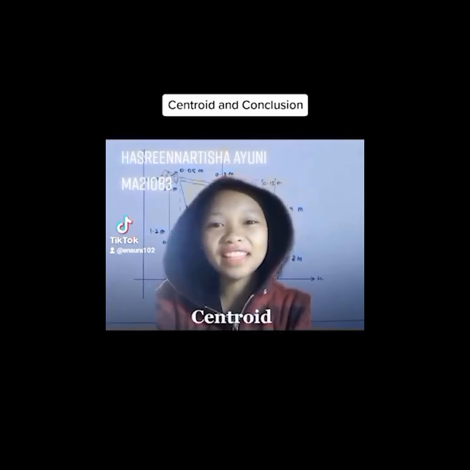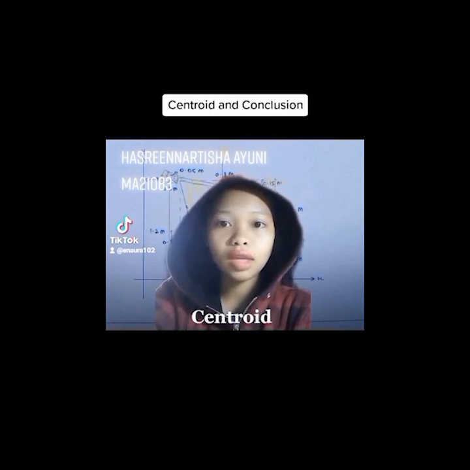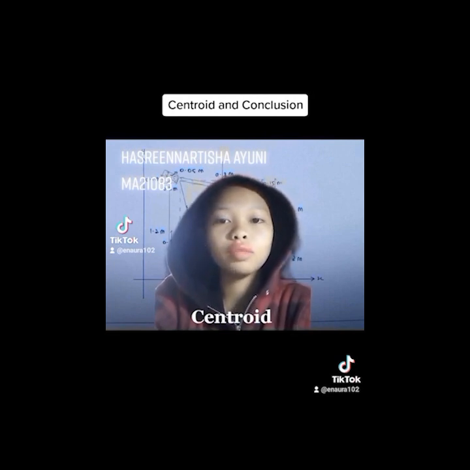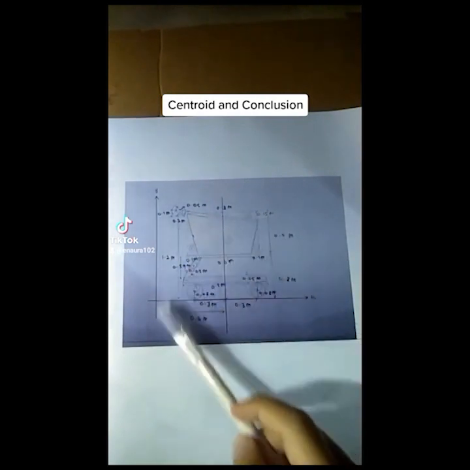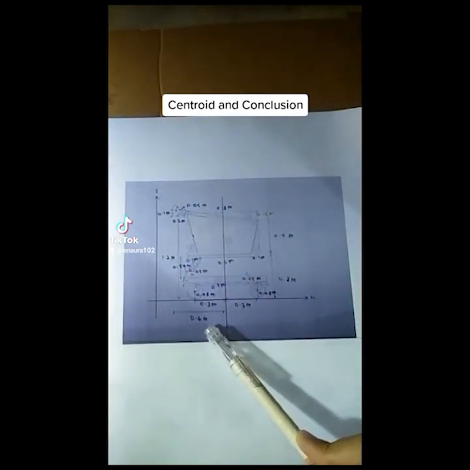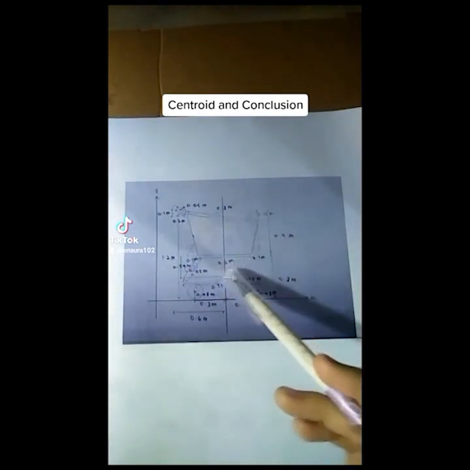Hello, my name is Hasri Nartisha Ayuni Al-Papan Hashim, and my ID number is MA21083, and I will talk about the centroid of this project. So this is the free body diagram I drew. First, I will identify the shapes found in this diagram.